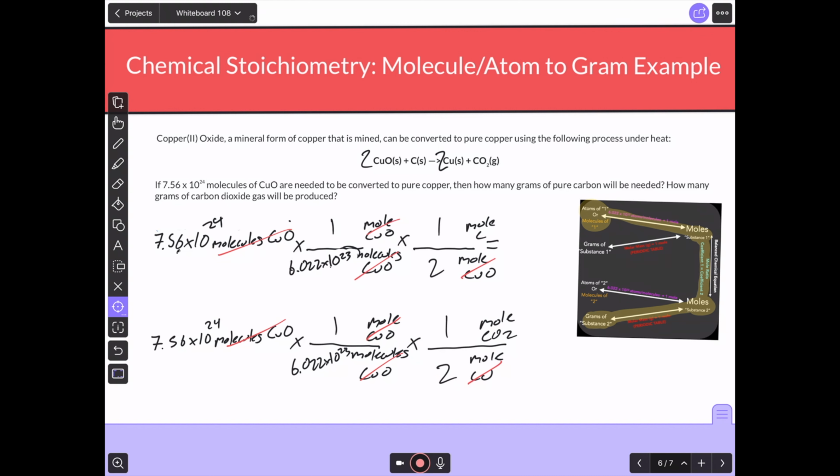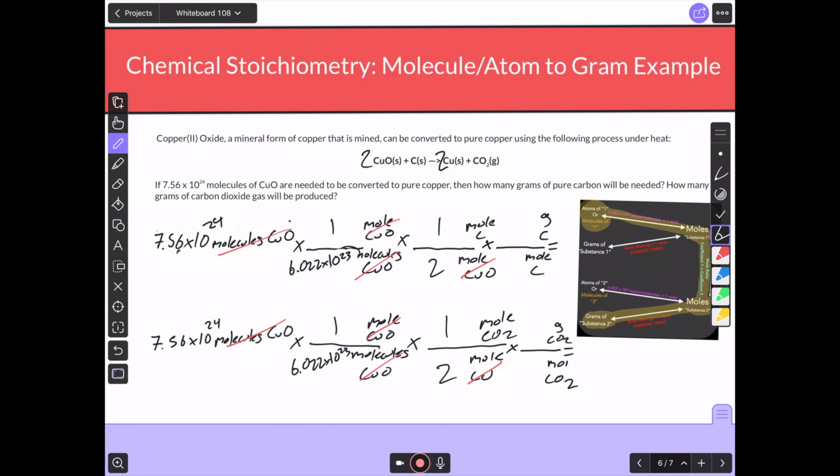So now, instead of stopping, we're going to take it one more step. I'm going to do one more conversion. We've got to get it to grams of our substance, right? So if I'm going to take carbon to grams, and I'm going to take carbon dioxide to grams, I need their molar masses. Right? These are the same numbers we used in previous problems. So moles of carbon's got to go on bottom. Moles of CO2's got to go on bottom. And then grams of carbon on top. Grams of CO2 on top.